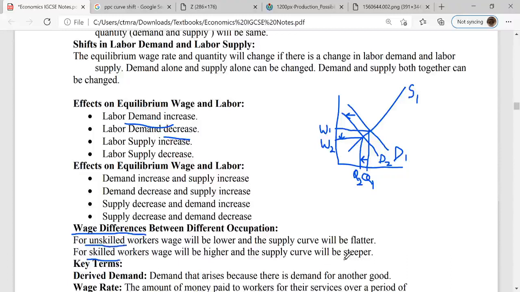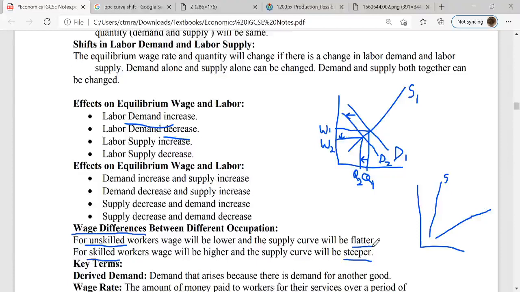So the supply of skilled labor is inelastic. That means it's almost like a vertical line. That is the supply of skilled labor. And the supply of unskilled labor is a bit flatter, almost like a horizontal line. Why? Because it's very easy to increase the number of unskilled laborers, because almost everybody is in unskilled labor. Skilled labor is rare.